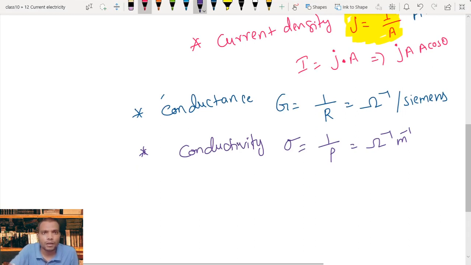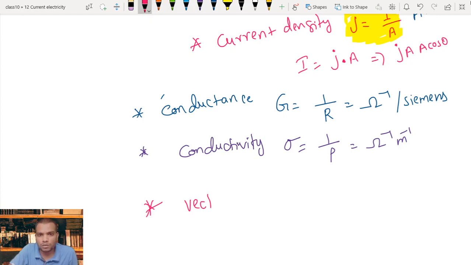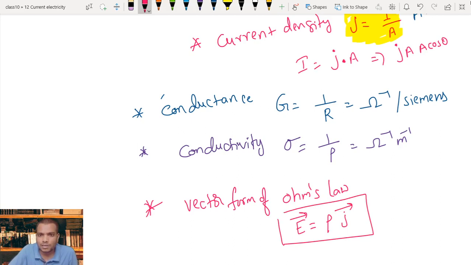And the last concept which I discussed was the vector form of Ohm's law. In the vector form of Ohm's law, we derived the relation between electric field E equal to rho times J bar. So these are the concepts I have covered so far.